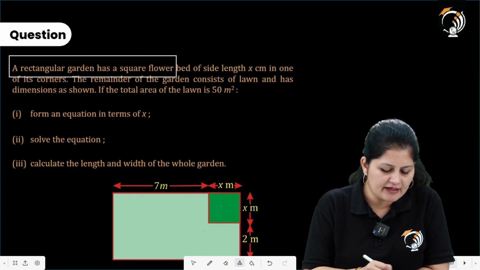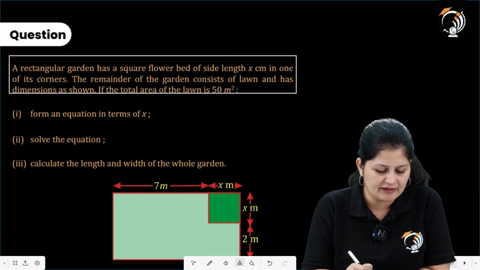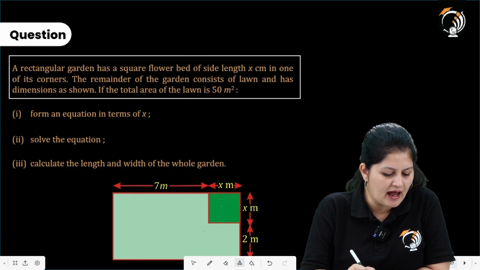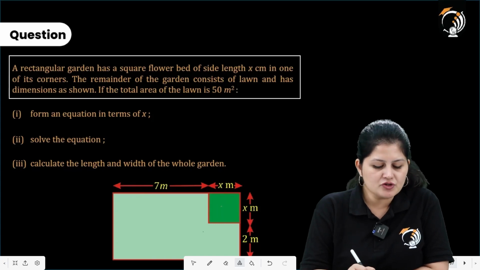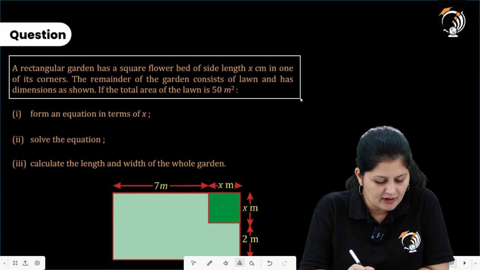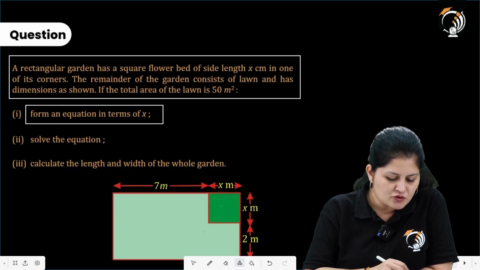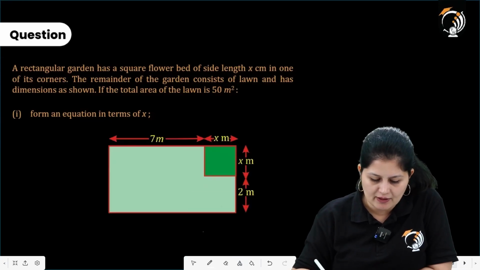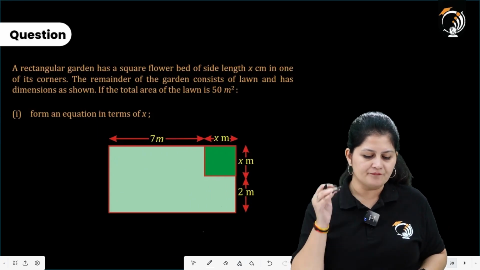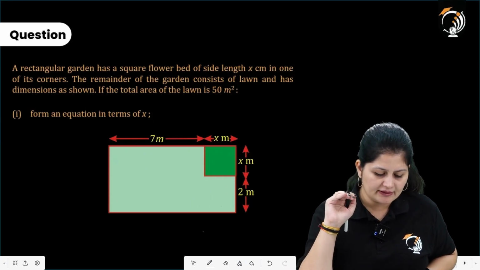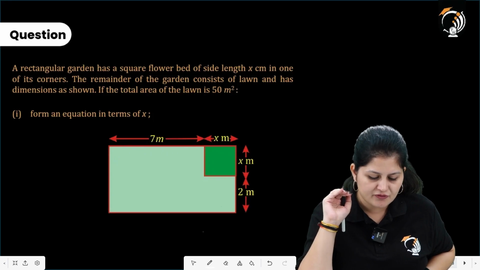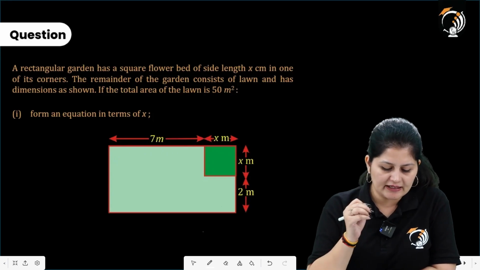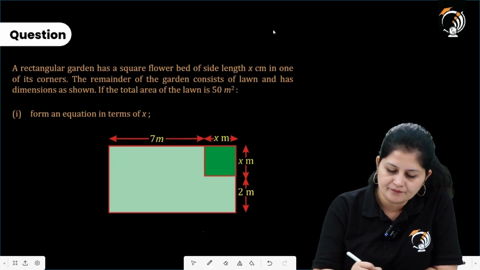A rectangular garden has a square flower bed of side length x centimeter in one of the corners. The remainder of the garden consists of a lawn and has dimensions as shown. If the total area of the lawn is 50 meters square, form an equation in terms of x. Solve the equation and calculate the length and width of the whole garden. Right? So firstly, what we can understand is that the total area of the lawn is 50 meters square.